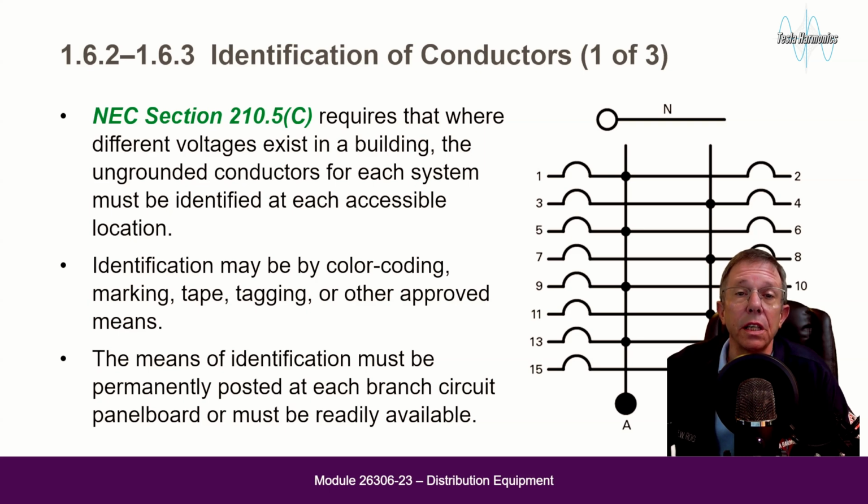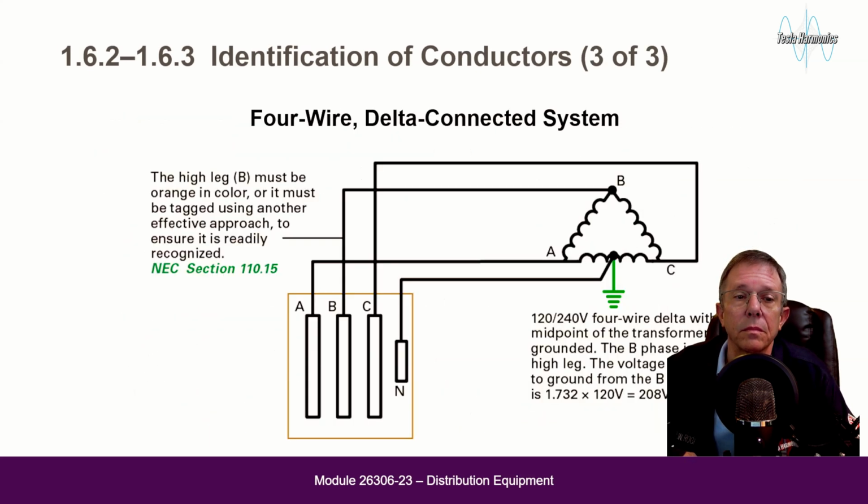Identification of conductors. NEC Section 210.5C requires that where different voltages exist in a building, the ungrounded conductors for each system must be identified at each accessible location. Identification may be made by color coding, marking, tape, tagging, or other approved means. The means of identification must be permanently posted at each branch circuit panel board and must be readily available. For a 4-wire delta connected system, the high leg or leg B must be orange in color, or it must be tagged using another effective means to ensure it's readily recognized.